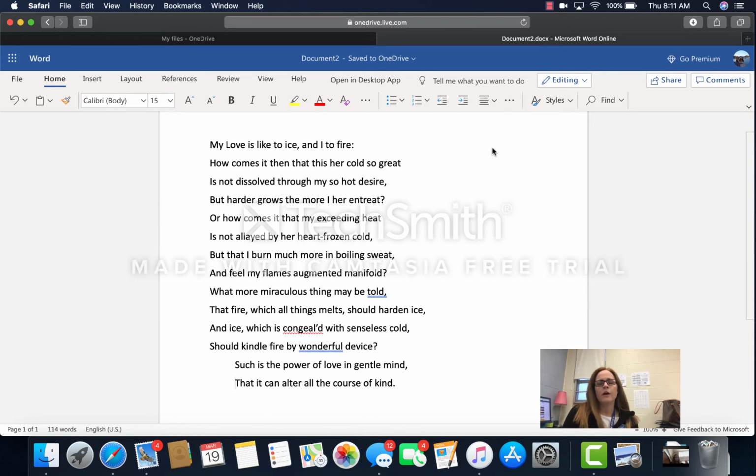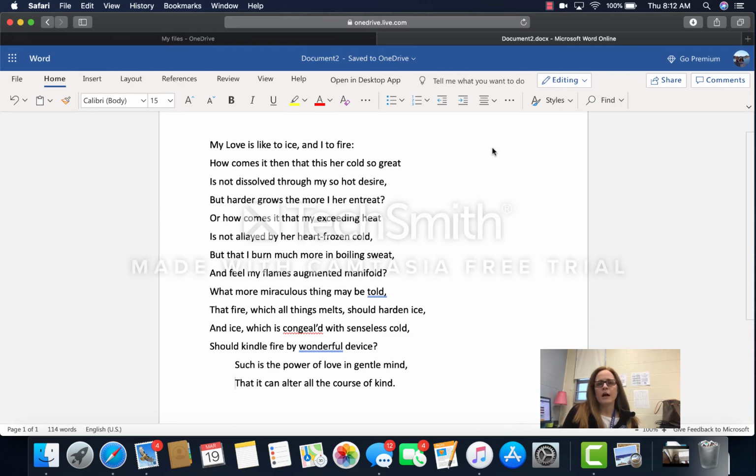So the first quatrain in this poem: My love is like to ice, and I to fire. How cometh then that this her cold so great is not dissolved through my so hot desire, but harder grows the more I her entreat?